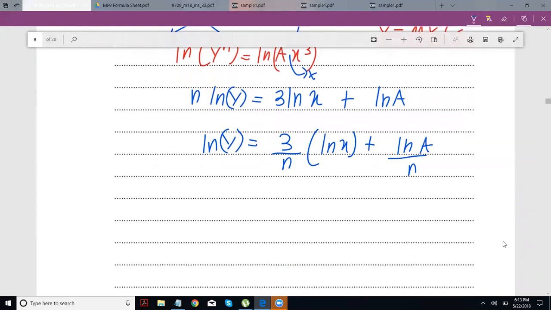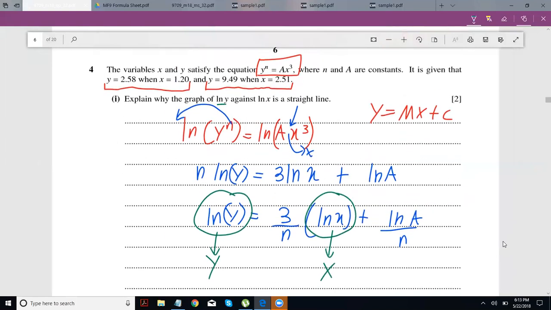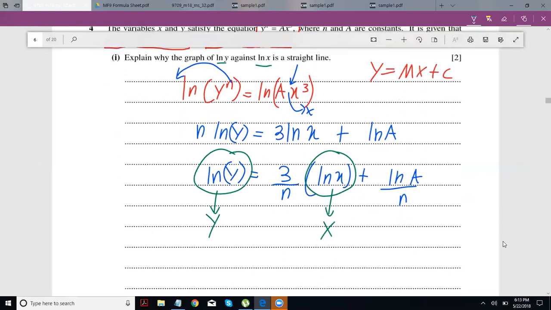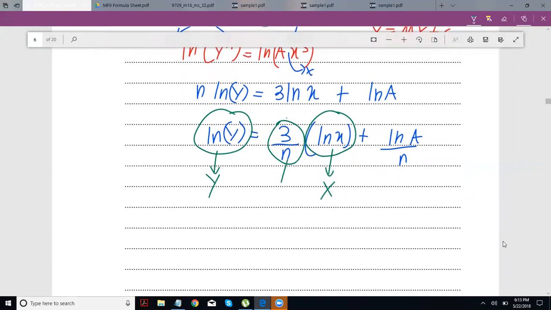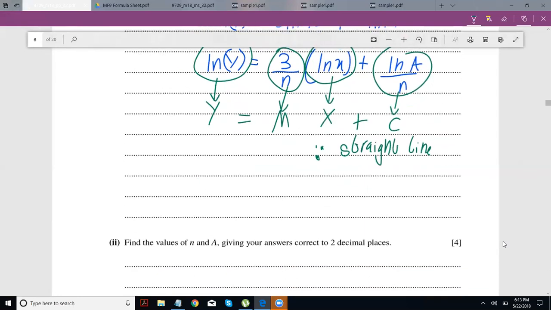You just have to show that this is what's plotted on your y-axis. This is what's plotted on your x-axis. If I remember, yeah, that's what they've said. They said ln y against ln x. So you have ln x on your x-axis and ln y on your y-axis. This is hence your gradient, and this is your y-intercept. Hence, it's fulfilling y is equals to mx plus c, therefore a straight line. That's what you got to show.